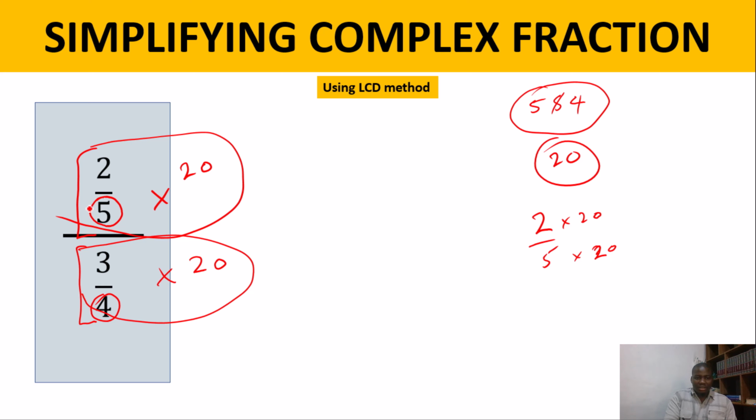So I can say 5 divided by 5 will give me 1, but 20 divided by 5 would give me 4. So here I have 2 times 4 to get 8 as my numerator. Then here I can divide this by 4 to get 1, divide this by 4 to get 5, and I can say 3 times 5, that's going to get me 15. So I have 8 over 15 as my answer.